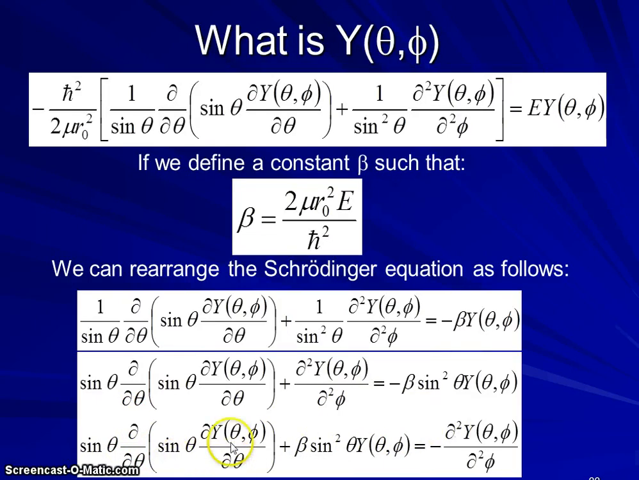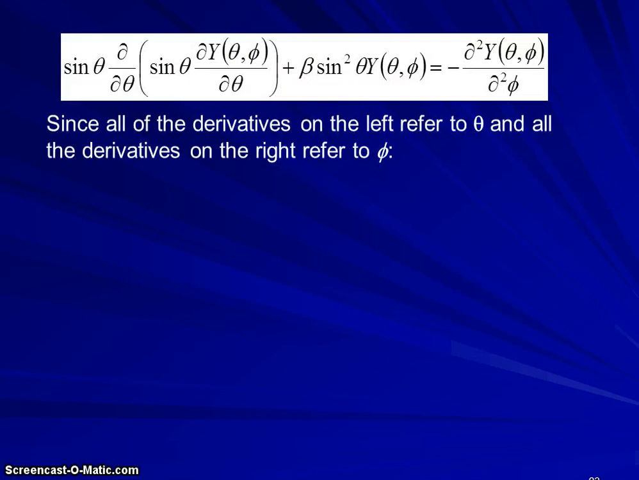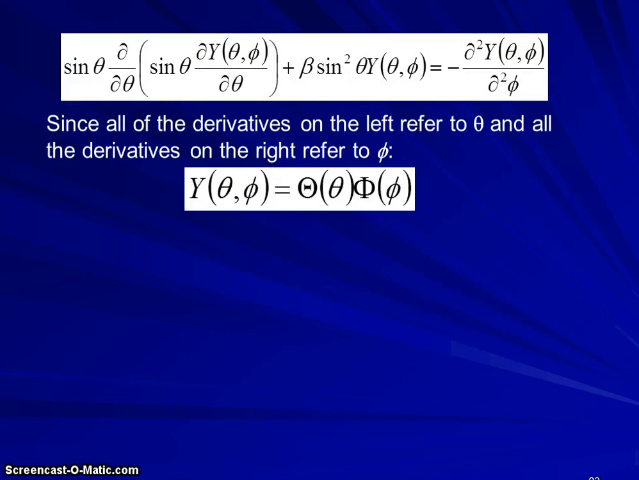And I know this looks cumbersome, but look at what is convenient about the way it's written. There's no derivative on this term. On this term, the derivative is with respect to phi. All the derivatives on the left are with respect to theta. So we've got, for all intents and purposes, our variables separated.